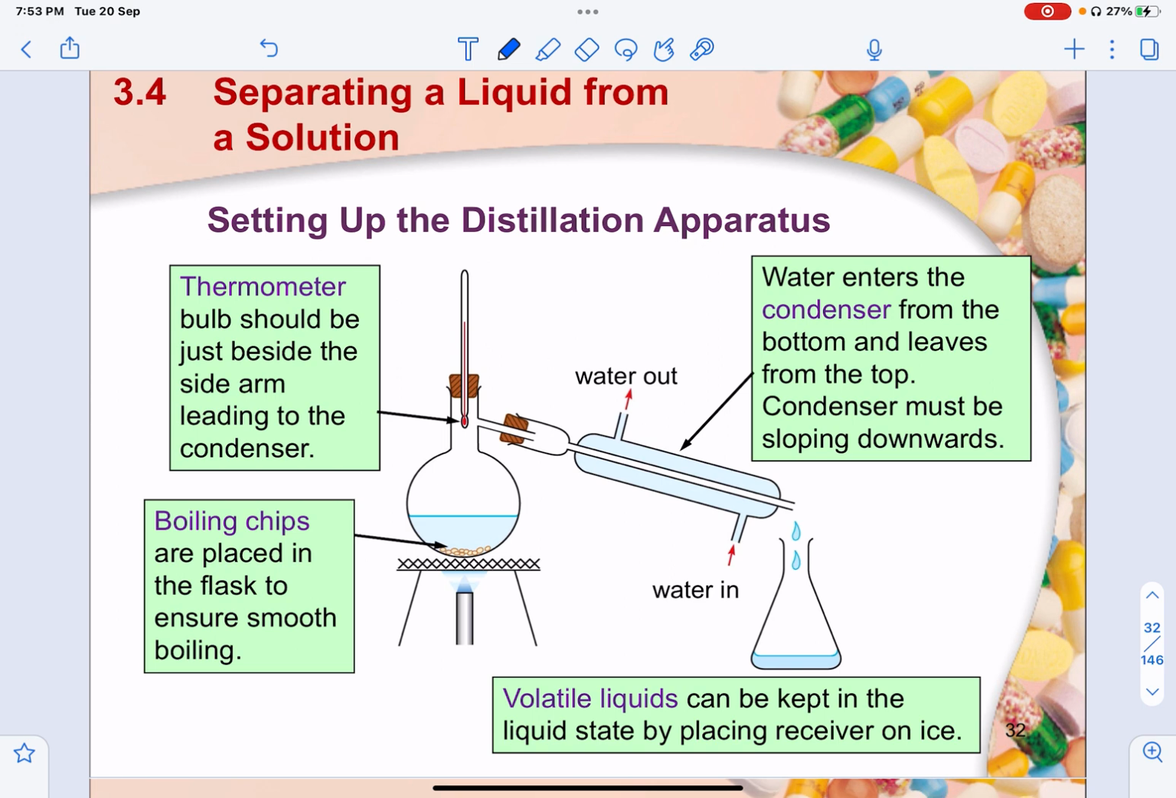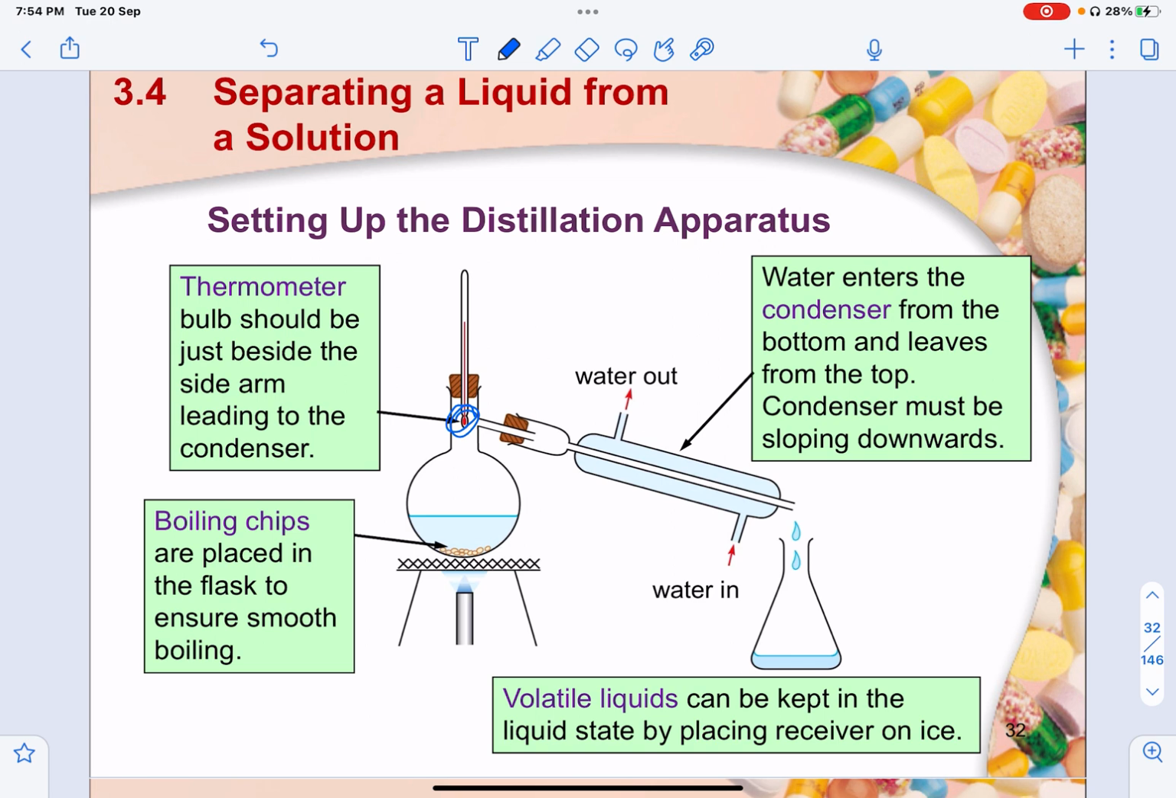Okay, so this is how it goes, where we set up the distillation apparatus. So in exam, will you be required to draw? Not really, but you might be required to indicate the direction of the water in and out. At the same time, there are certain precautions to take. Like let's say number one, the thermometer bulb, which is this portion over here, has to be placed at the mouth of the condenser. Being placed at the mouth of the condenser, that's where you get the most accurate reading for the boiling point of the solvent that you want to collect.